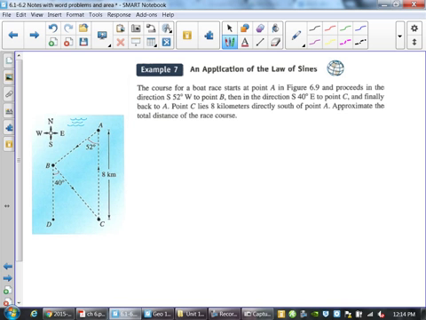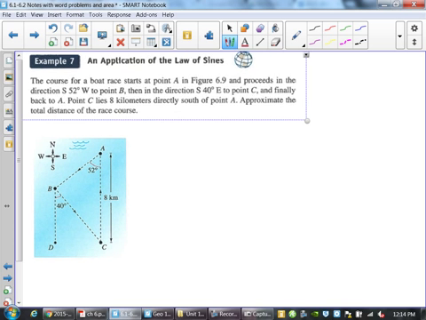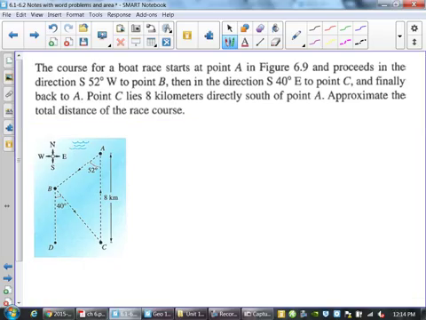So this one, blow this up so you can read it better. The course for a boat race starts at point A and proceeds in the direction of south 52 degrees west to point B. Then the direction south 40 degrees east to point C. Finally back to point A. Point C lies 4 kilometers directly south of point A. Approximate the total distance of the course.